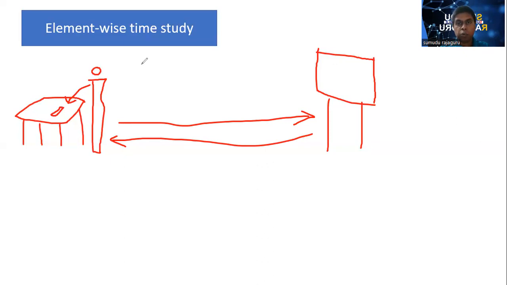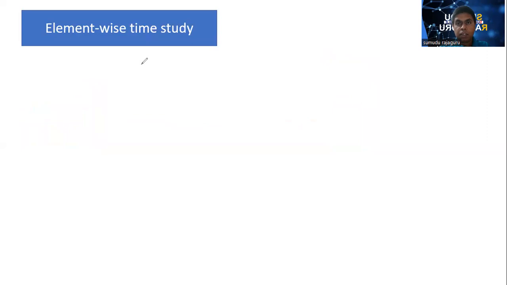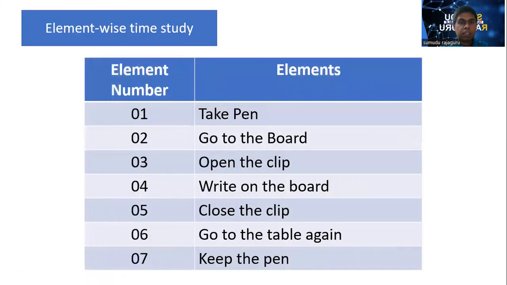I think it is clear to you. As per our discussion, these are the elements. Element number one, take the pen. Element number two, go to the board. Element number three, open the clip. Element number four, write on the board. Element number five, close the clip. Element number six, go to the table again. Element number seven, keep the pen.